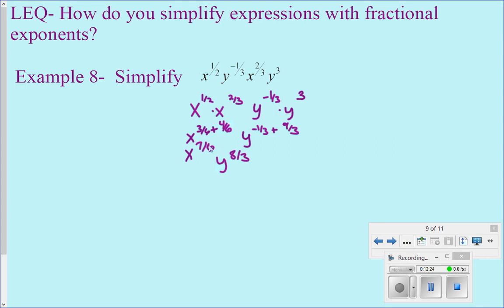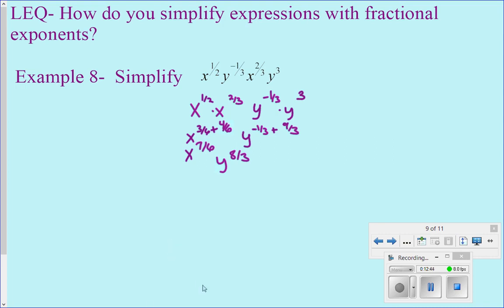Now, the 7/6, it is an even denominator, which means that's an even root. However, I don't have a whole number here. That's a fraction. So I don't have to bother with absolute value there. And the y is to the 8/3, which is a cubed root. So that's odd. So no absolute value with that.